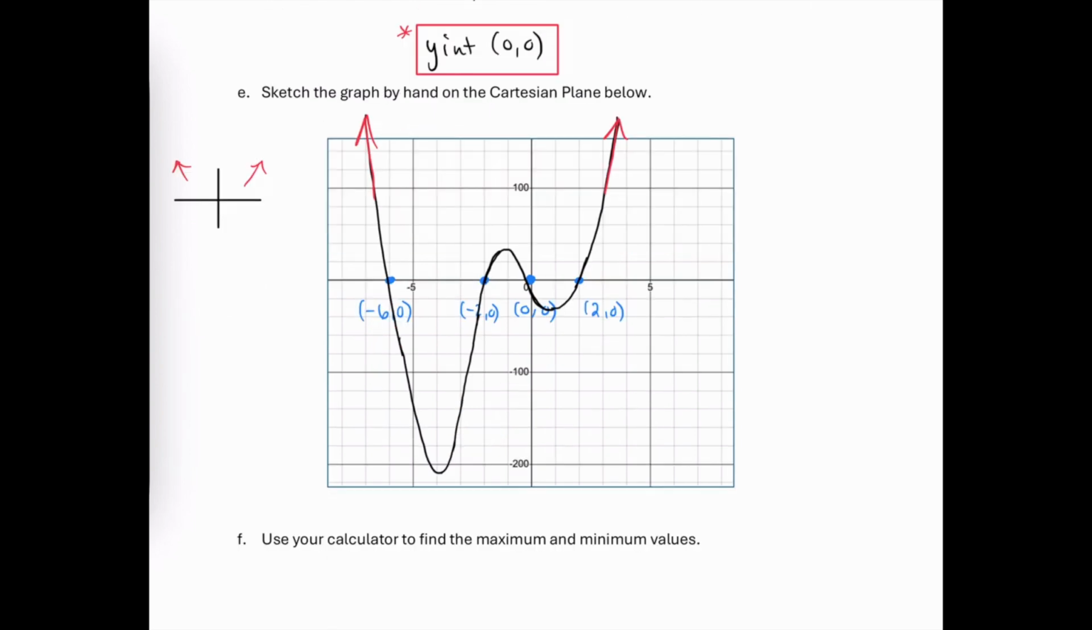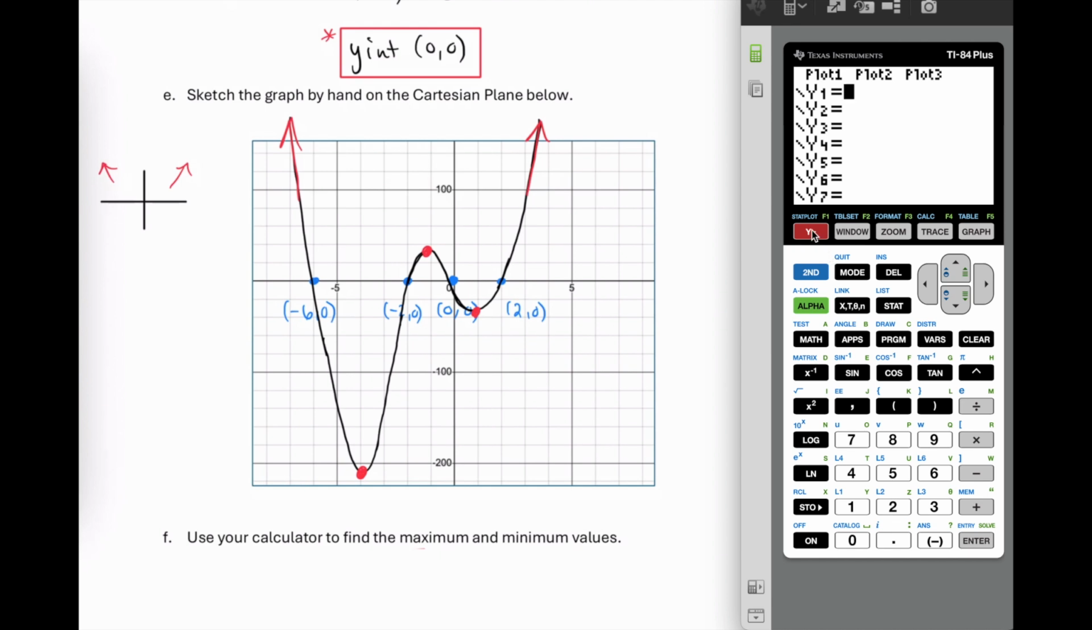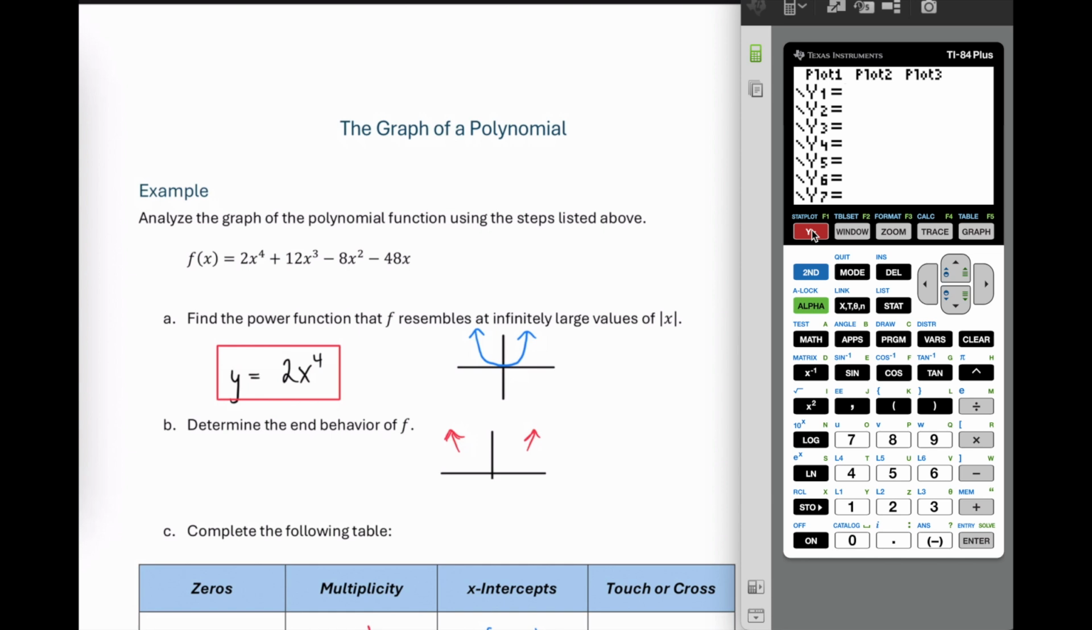Now we're being asked to find the relative maximum and the relative minimum values. We have 2 relative minimums on this graph and 1 relative maximum, and we are going to need to use our calculator to find these values. So in our calculator, we'll come over to y equals and we'll input the beginning equation. Best practice is to input the equation from the very beginning in case we made a mistake when we factored it. So we have 2x to the 4th plus 12x cubed minus 8x squared minus 48x.